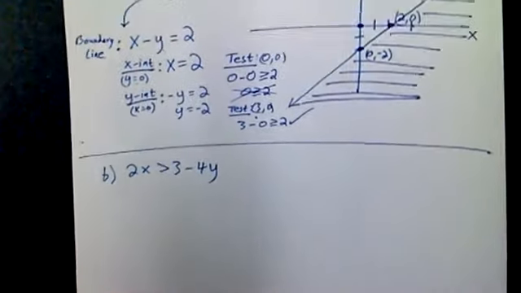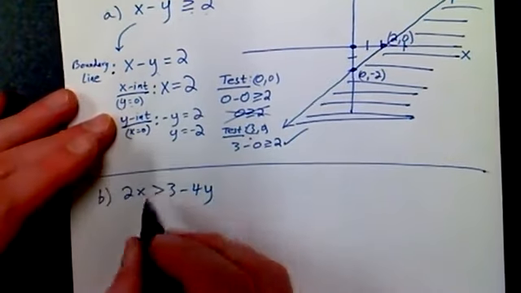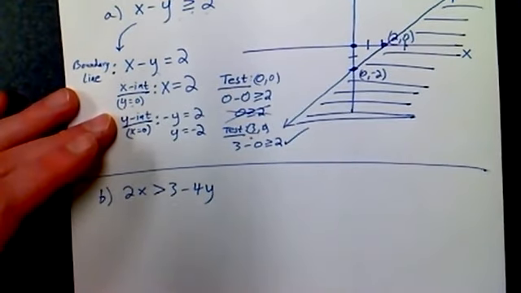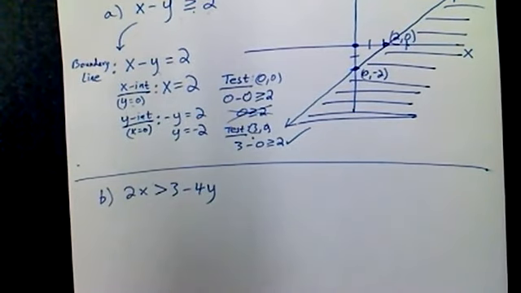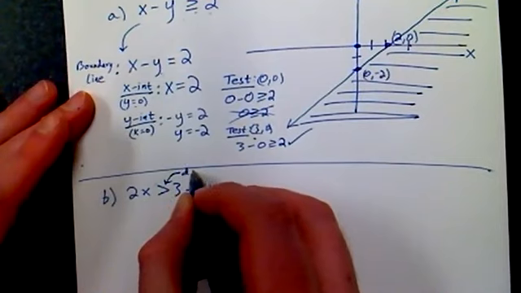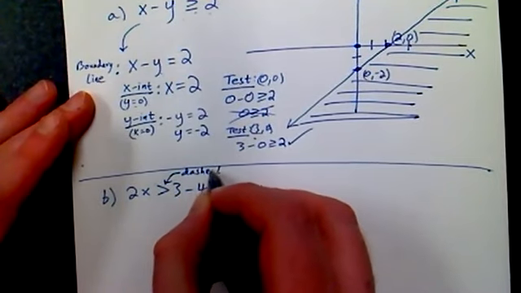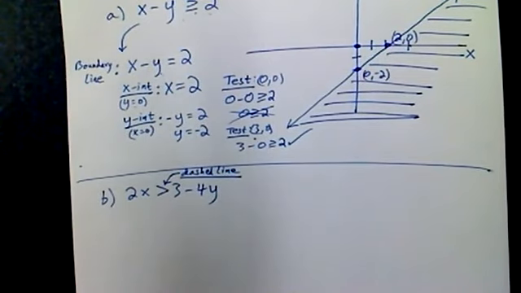So I'm going to try the same sort of thing. 2x greater than 3 minus 4y. So here's the thing I want you to notice. This does not say it can be equal, okay? So the line that I draw, are we going to be able to include those points on the line in my solution? We're not going to. To represent that, what we use is a dashed line, okay? So I'm just going to write myself a little note here. I'm going to be using a dashed line for my boundary line.